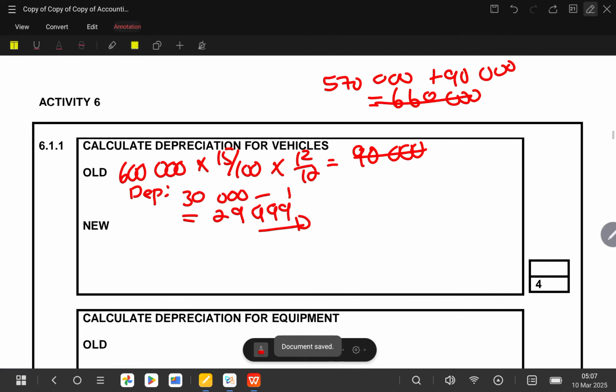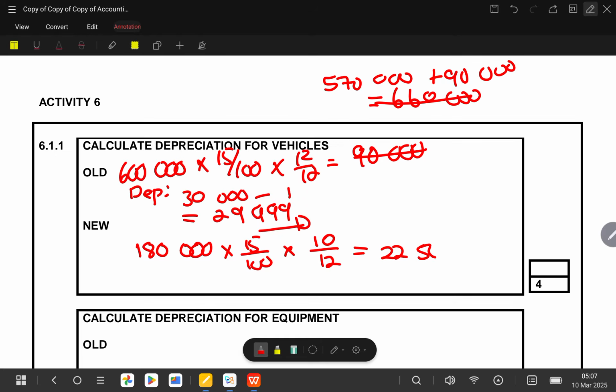So when we calculate for the new one, we say 180,000 multiplied by 15 over 100, and then multiplied by 10 over 12, not 12 over 12. Remember, it's going to be 10 over 12. Let's see how much we get. 180,000 multiplied by 15 divided by 100, and then multiplied by 10 divided by 12 gives us 22,500.